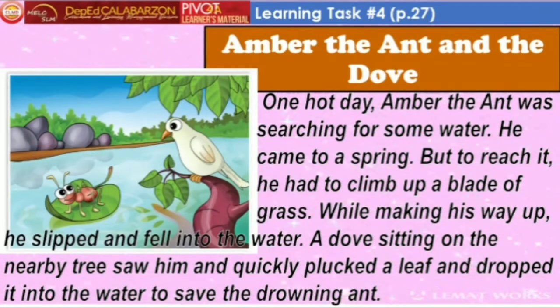Listen attentively. One hot day, Amber the ant was searching for some water. He came to a spring, but to reach it, he had to climb up a blade of grass. While making his way up, he slipped and fell into the water. A dove sitting on the nearby tree saw him and quickly plucked a leaf and dropped it into the water to save the drowning ant.